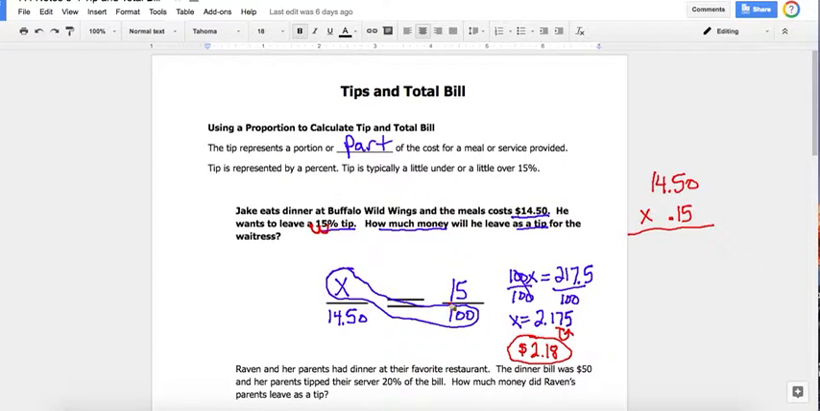Okay, but when we solve these in class, we're going to use the proportion because that will help us solve any question that I ask you related to tip. And it will also help you on a question where they ask you to write a proportion to find the tip, or later on we'll learn tax and discount. Okay? So moving on.